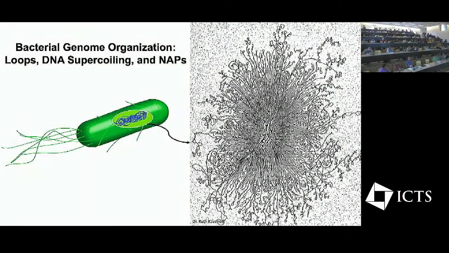So this is a single chromosome copy of an E. coli bacterium, done long ago by Ruth Kavenoff. This was visualized under an electron microscope. A single chromosome was taken out of the bacteria and then washed with high salt so that you remove all those local proteins, all the nucleoid associated proteins, and you end up with large loops emanating from the center and ending there itself. But you also see these intertwined DNA structures.